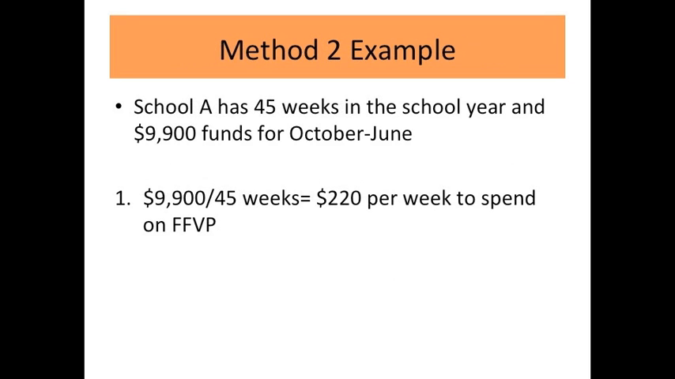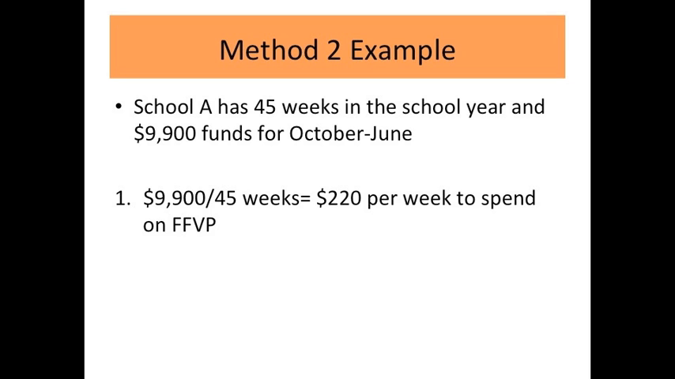Here is an example of Method 2. Again, we are using School A, which has 45 weeks in the school year and $9,900 in funds for October through June. So we take 9,900 and divide by 45 weeks to give us $220 per week to spend on fruits and vegetables.